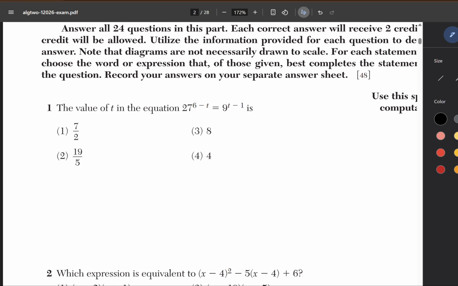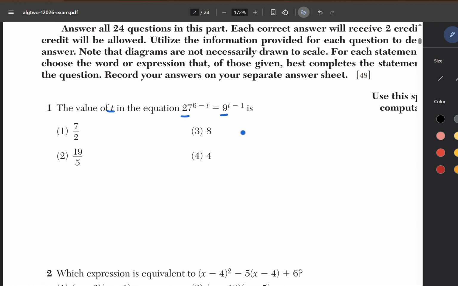It is a multiple choice question, and the question says, the value of t in the equation 27 to the 6 minus 2t power is equal to 9 to the t minus 1 power. So we'll see here that we have 27 raised to a power and 9 raised to a power. And what I'm immediately thinking is that these are both numbers that are based on 3.